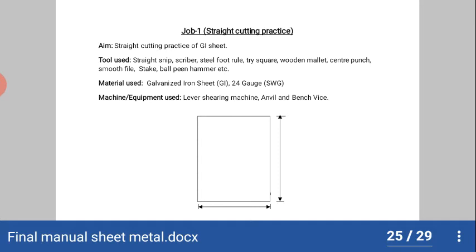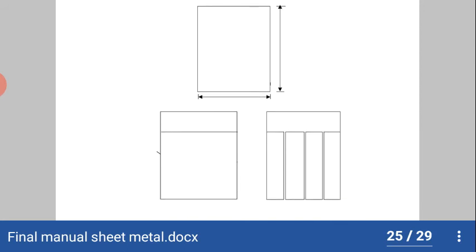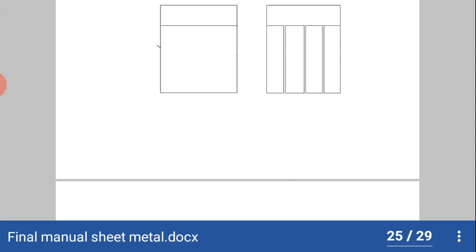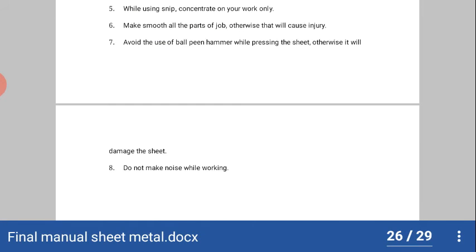The tools used are straight snip, scriber, steel foot rule, tri-square, wooden mallet, center punch, smooth file, stake, ball peen hammer and wooden hammer. And the material of the job is galvanized iron sheet 24 gauge, and the machine used is lever shearing machine. So these are the diagrams of our first job. Here is the procedure.